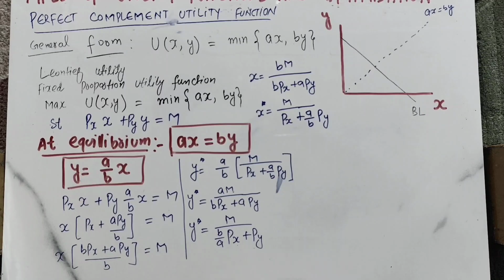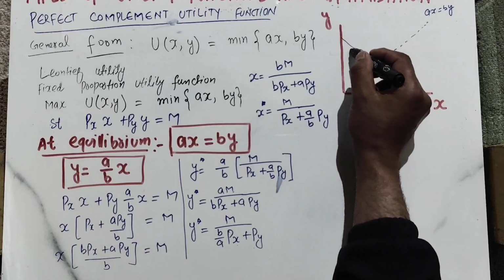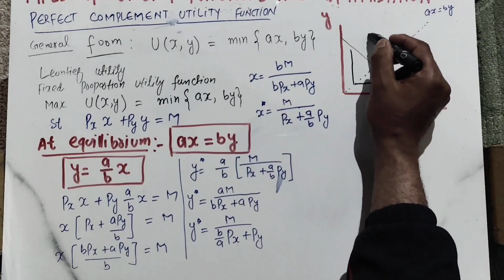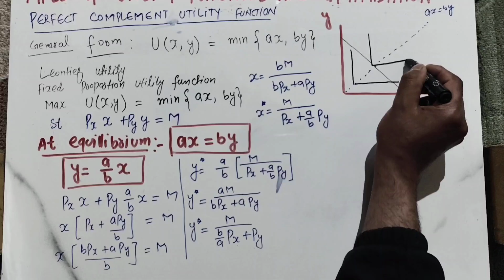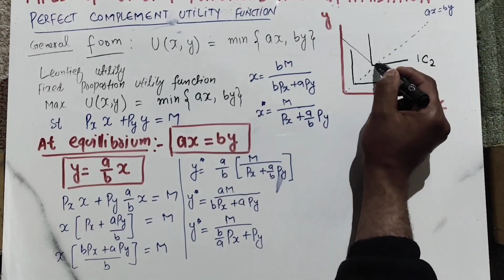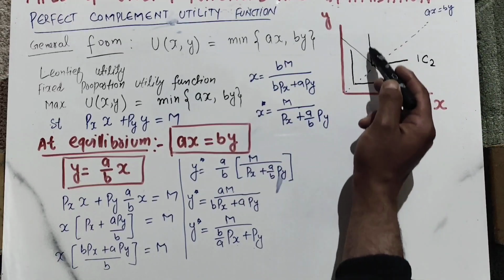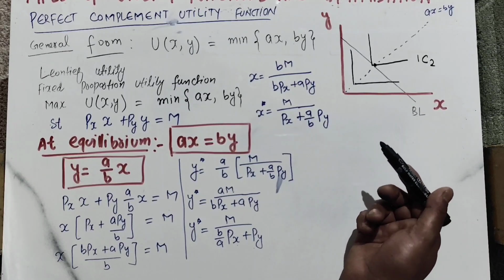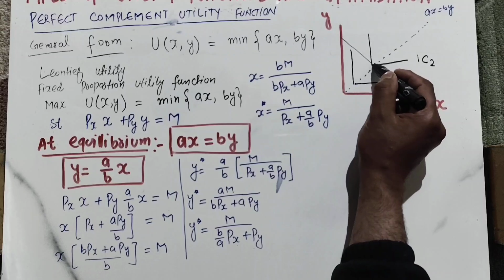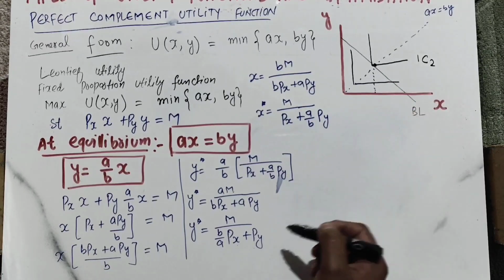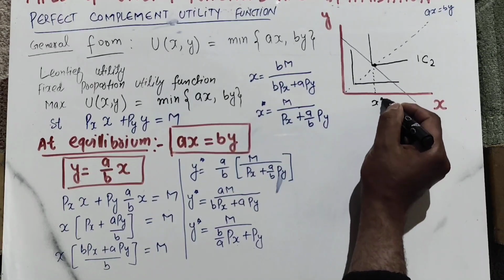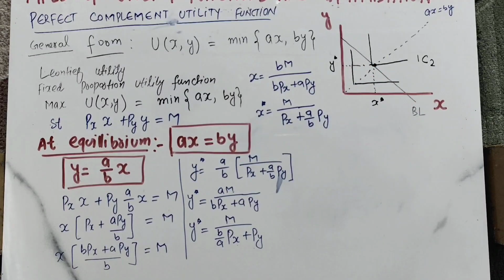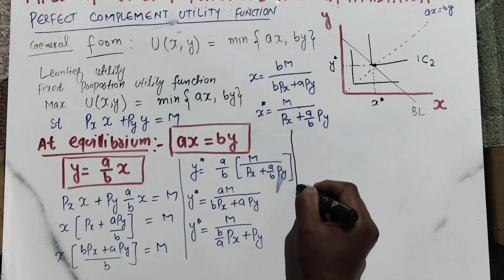Now in this case, our indifference curves will be L-shaped, and let us say this is IC2. So the point where the budget line and the indifference curve, which is L-shaped in the case of a perfectly complementary utility function, meet is the optimal choice, and we will get an interior solution. So here we get x star, y star. Now why it is L-shaped, we will also discuss that.